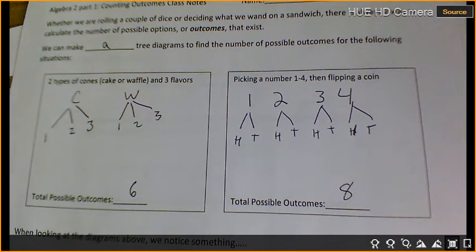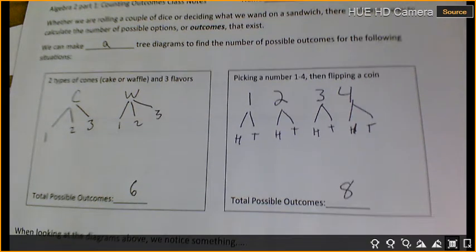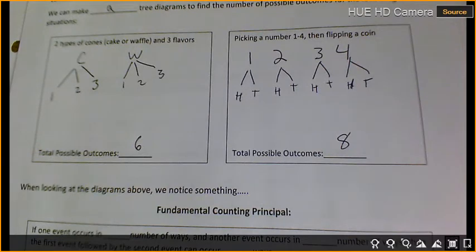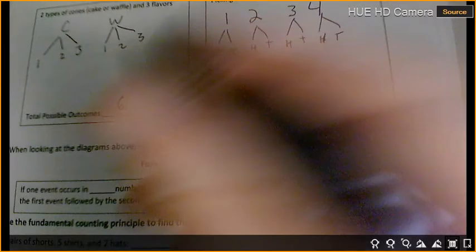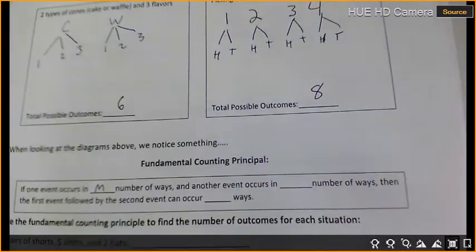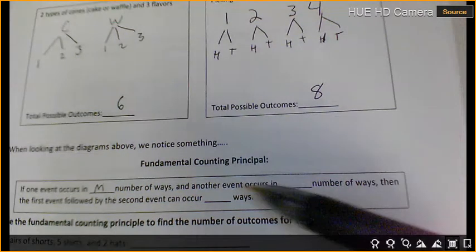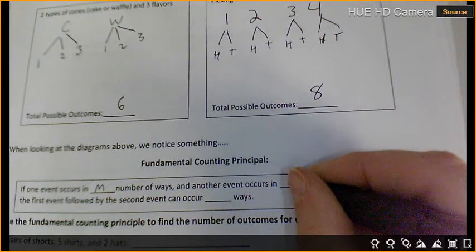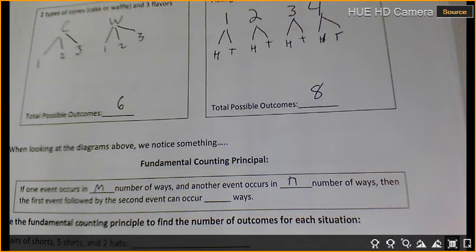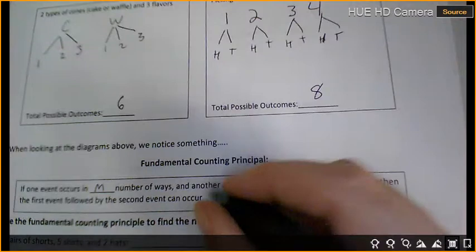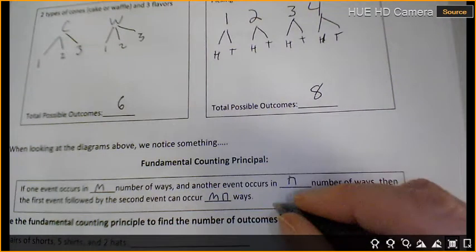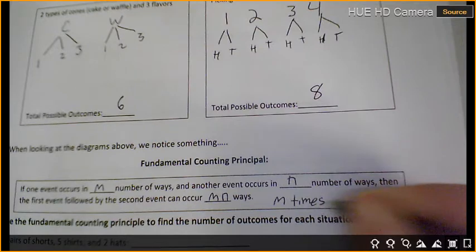How are we feeling about this? Okay, good. All right. We're looking at the diagrams above. We might notice something. We're supposed to be discovering this fundamental counting principle. If one event occurs in M number of ways, so M is just a variable for any possible number of ways, and another event occurs in N number of ways, then the first event followed by the second event occurs in M times N ways.